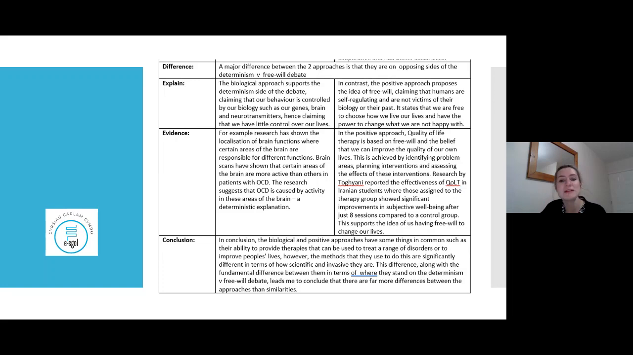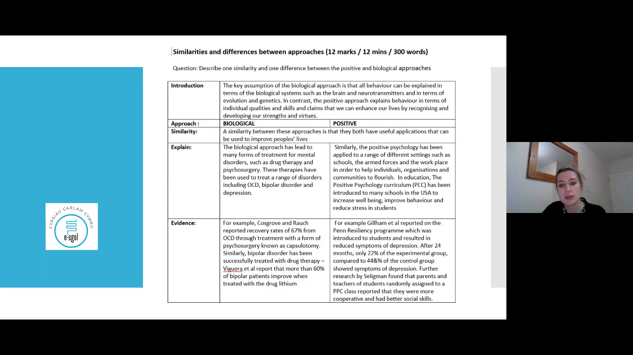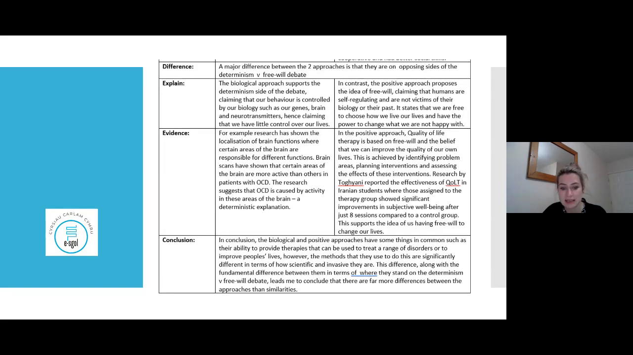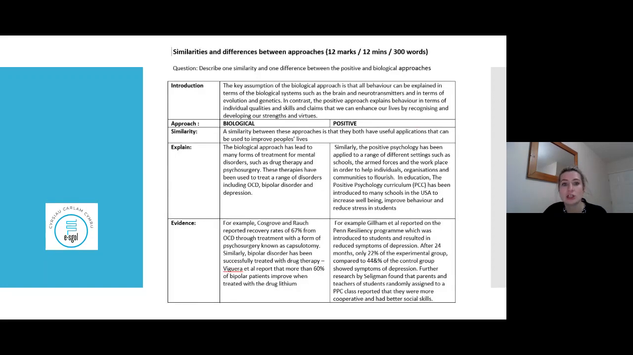Okay, so I'm hoping that this isn't too overwhelming to look at, because I know it's a lot of writing, but I'm hoping that you can see the level of depth that you need to go into when you're looking at this question. Okay, so we've got our similarity, our difference, and our evidence either side, and then a nice conclusion and a lovely introduction to start with.